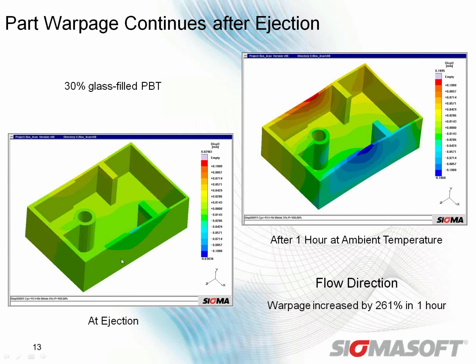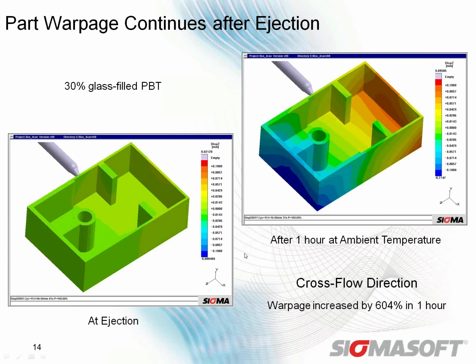But if we look at our displacement at ejection, and then again after, in this case, it took about 1 hour to reach ambient temperature. And here we have our warpage increased by 261%, so a drastic increase. If we look at our cross-flow direction, our warpage is increased by 600% in that 1 hour. Drastic difference. So we've gone from 0.02 to 0.095.